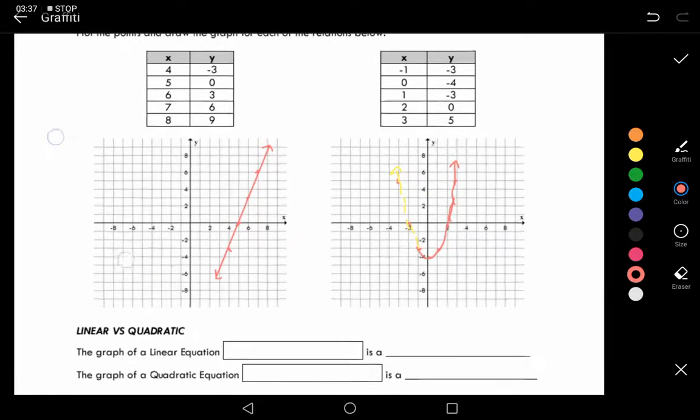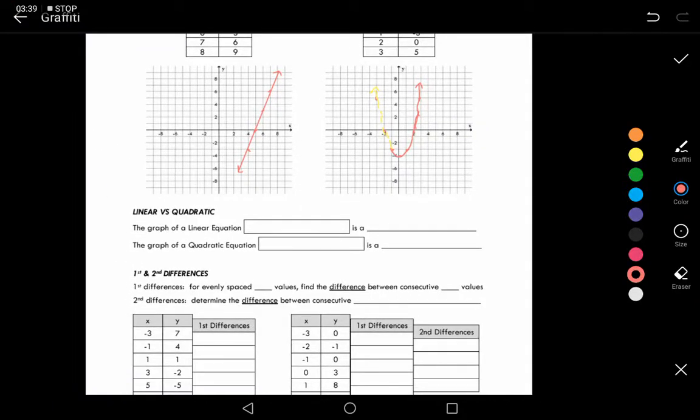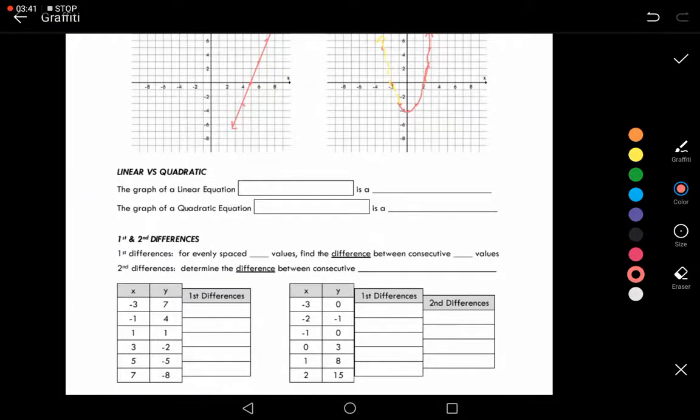All right, now that we have done that, let's talk about the difference between linear and quadratic. So the graph of a linear equation is y = mx + b. This has been the focus of math up until this point for you, so that should be familiar. If our equation is in that form, we have a straight line. So that's modeled in that first graph here.